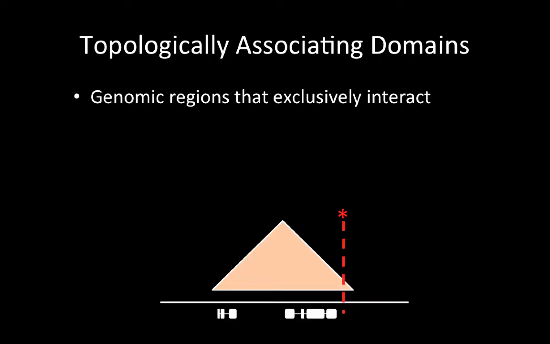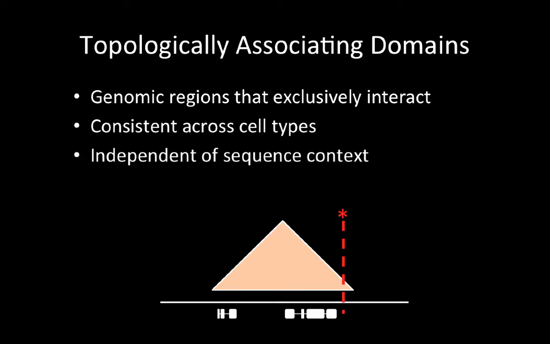TADs are defined by regions of the genome that exclusively interact with each other. TADs also have several other interesting properties. For example, they are largely consistent across different cell types. They are often independent of sequence context and are typically demarcated by insulator elements such as CTCF. Therefore, because TADs define regions of tissue-independent exclusive interaction, we use TADs to define our windows of association to search for candidate genes impacted by GWAS signals.